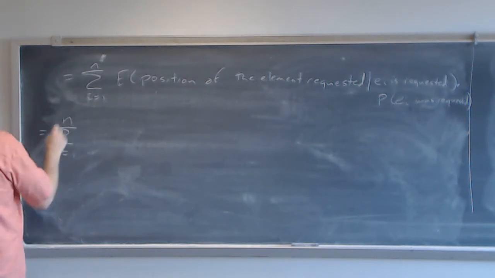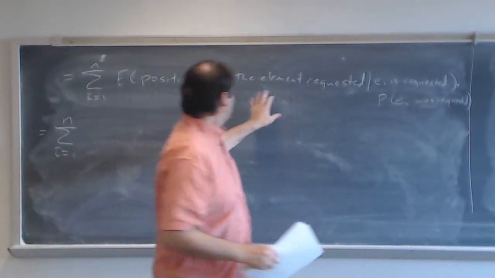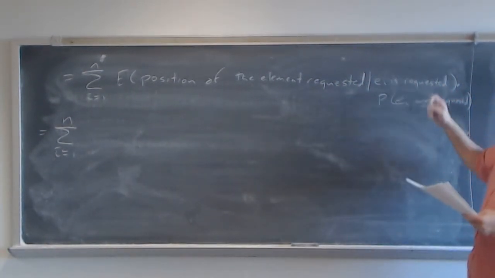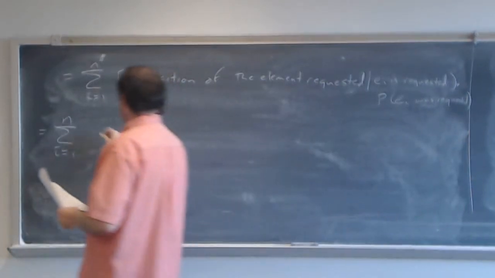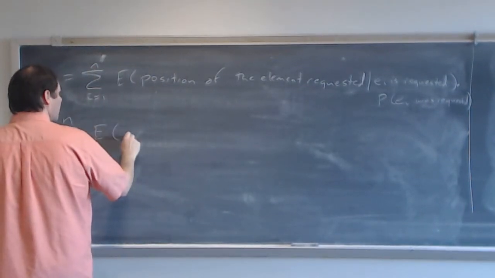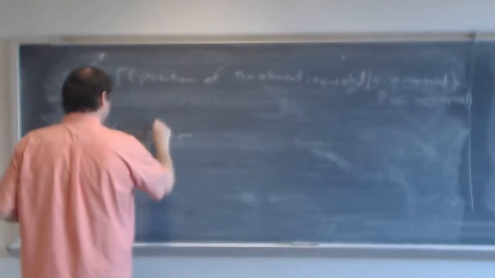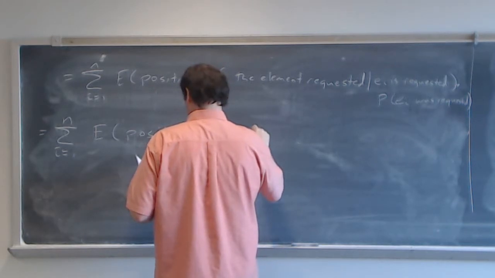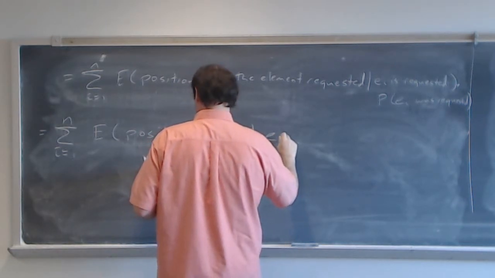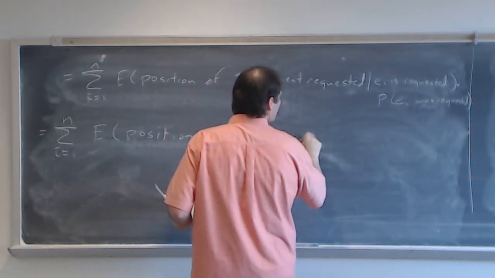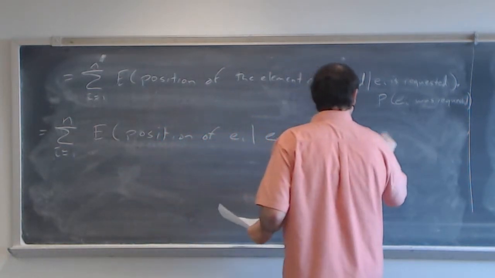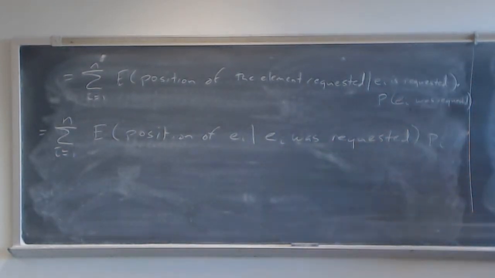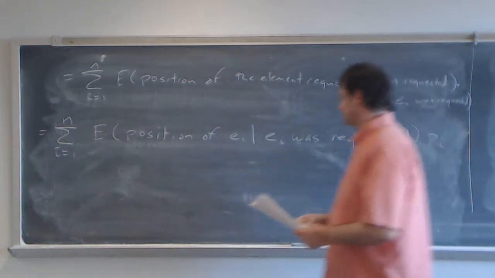Okay, before I do though, let's look at this. If you want to know the position of the element requested, well, we don't know what element was requested, but here I'm saying given that E1 was requested. So this is the same thing as the expected value of the position of E1, okay? Given E sub I was requested. And then symbolically, this is P sub I.